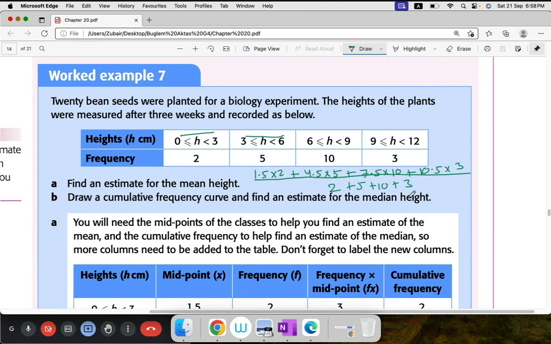Mean is the sum of fx over the sum of f. fx is the midpoint times the frequency, and f is just the total frequency. Okay.